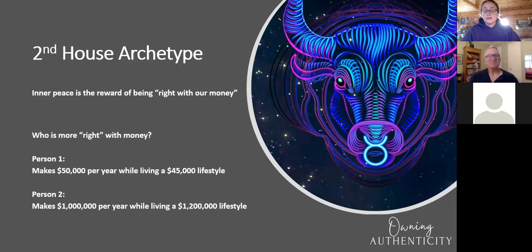But one is living a $45,000 lifestyle, that's a $5,000 surplus, and the other is living a $1.2 million lifestyle. So a huge deficit, huge. So like debt and interest charges and yikes, where are you going with that? So the second person is not right with their money. They are living out of balance in their world.